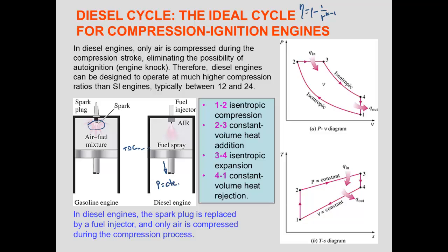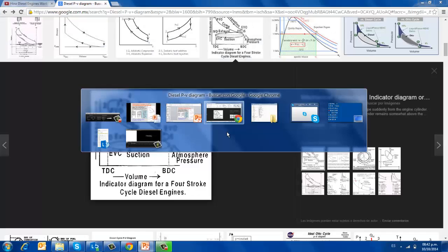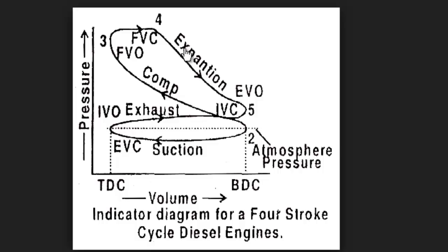Before we go to this, this is the PV diagram for an actual cycle. You can see that we have the suction, with a pressure below the atmosphere, then we have compression, and then we have the burning of the mixture, and because the piston is moving downwards, the pressure tends to be constant. Then we have the expansion, and then we expel.